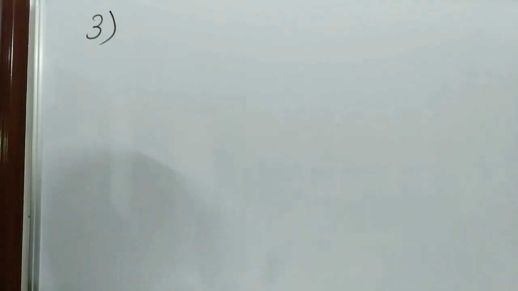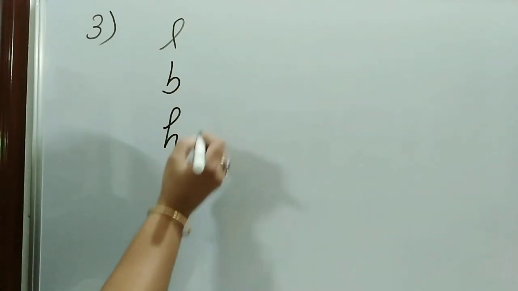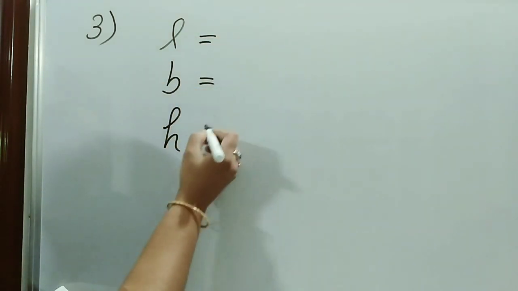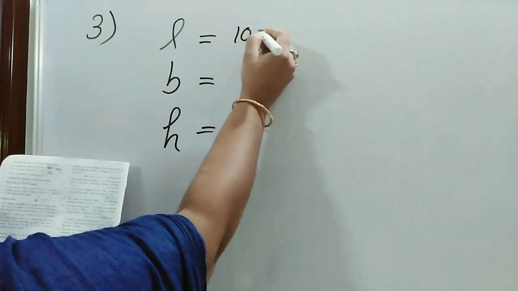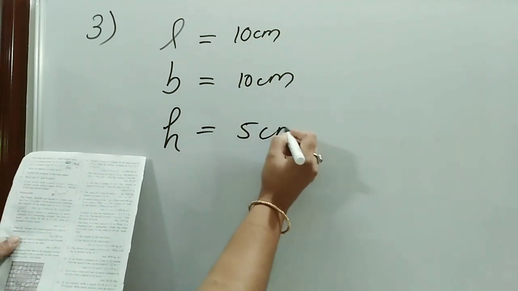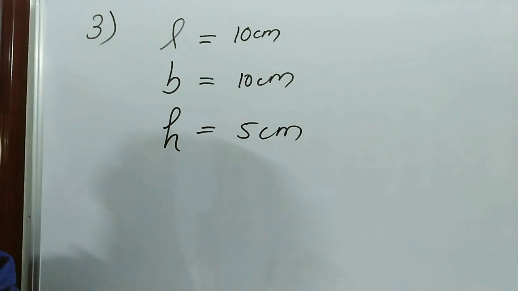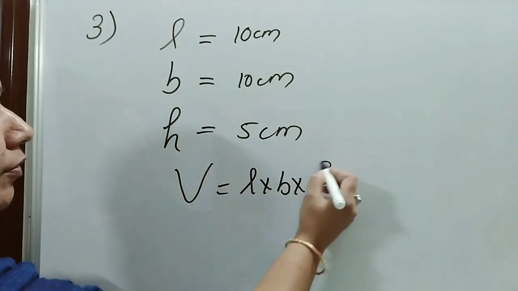Question number 3. Find the volume of liquid present in a dish of given dimension. Dimension means length, breadth, height. For a dish, the word dimension means the length of the dish, breadth of the dish and height of the dish, given as 10 centimeter, 10 centimeter and 5 centimeter. You are asked to find the volume.